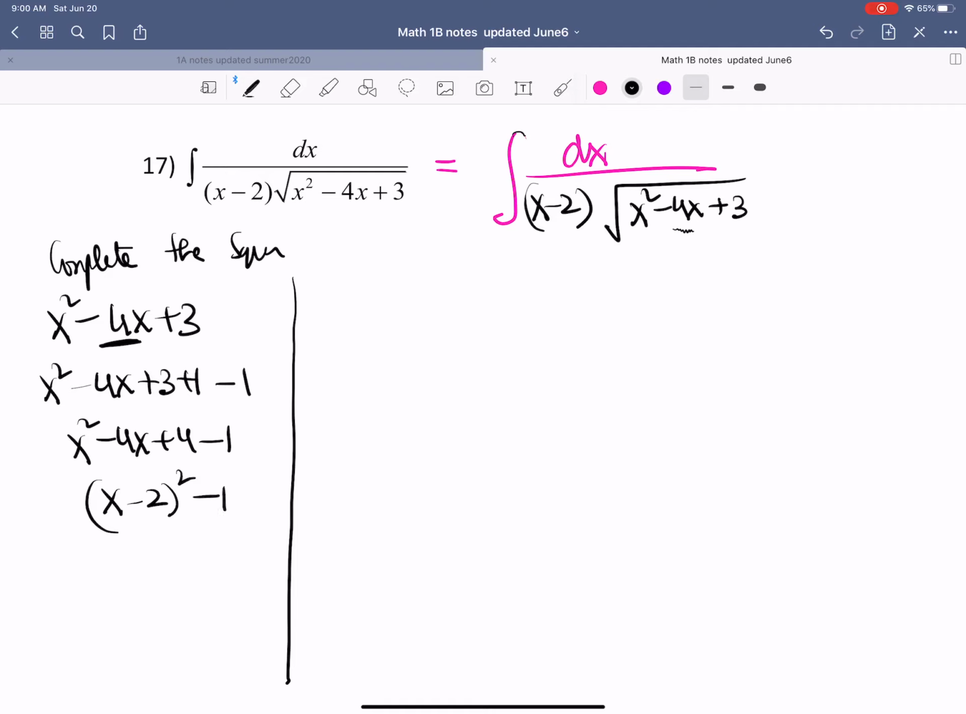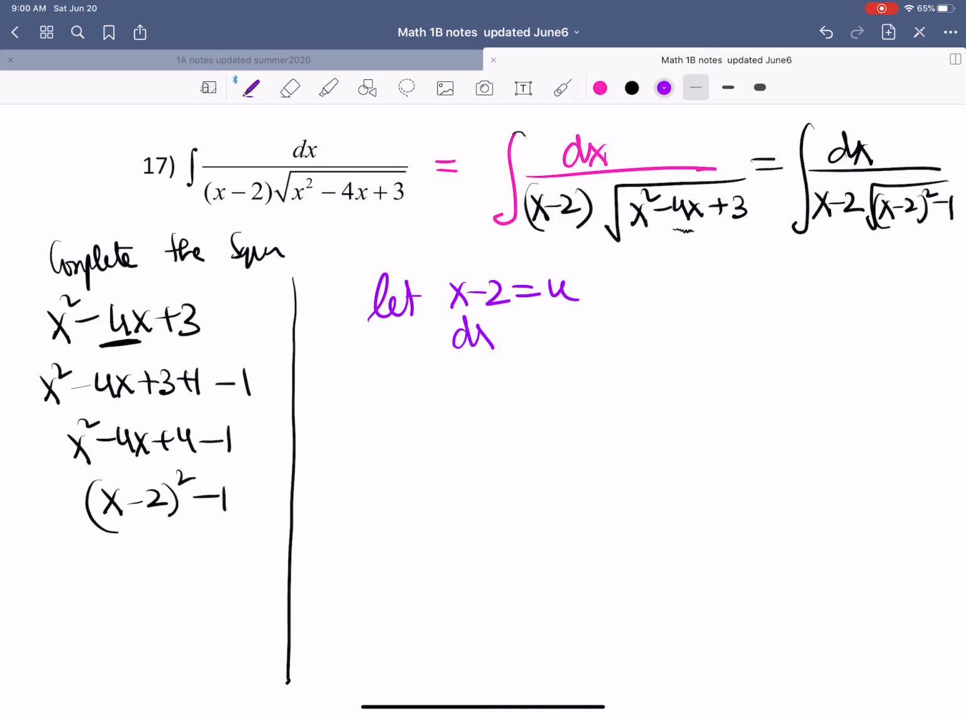Good. That looks a little bit nicer now. X minus 2, square root of x minus 2 squared minus 1. All right, let's go ahead and substitute. Let x minus 2 be the u, dx is du.